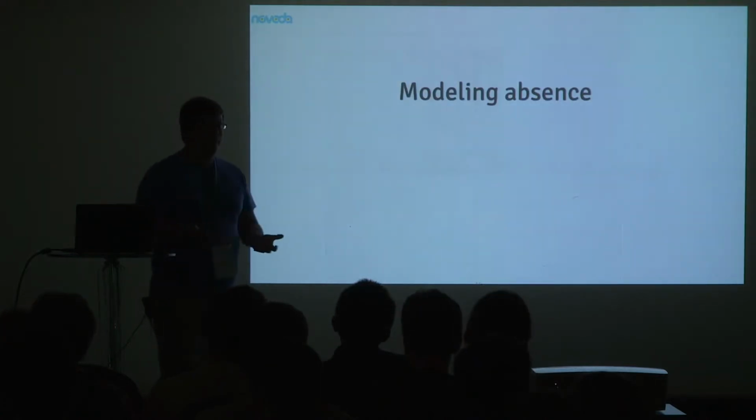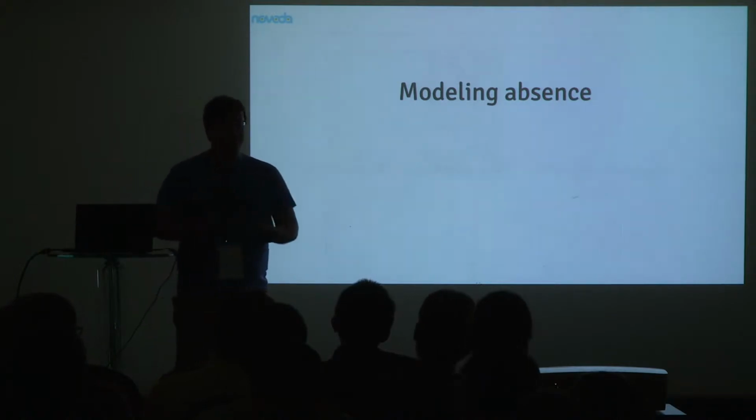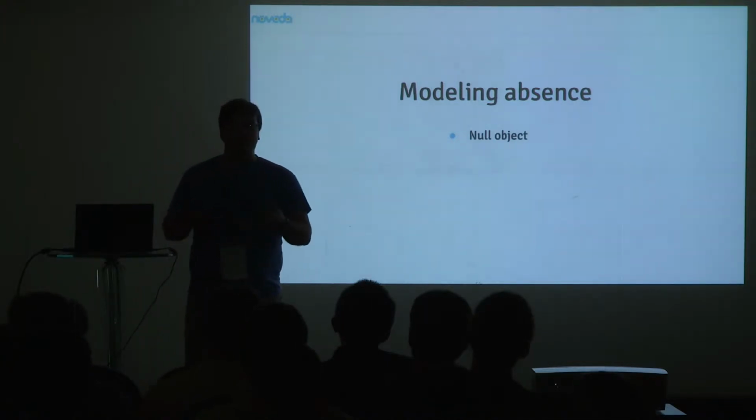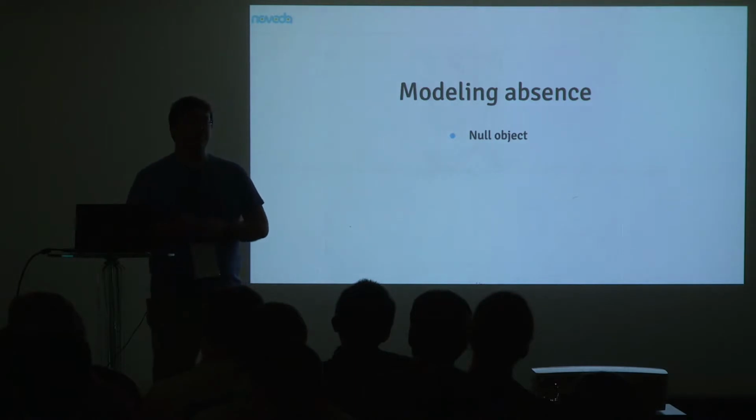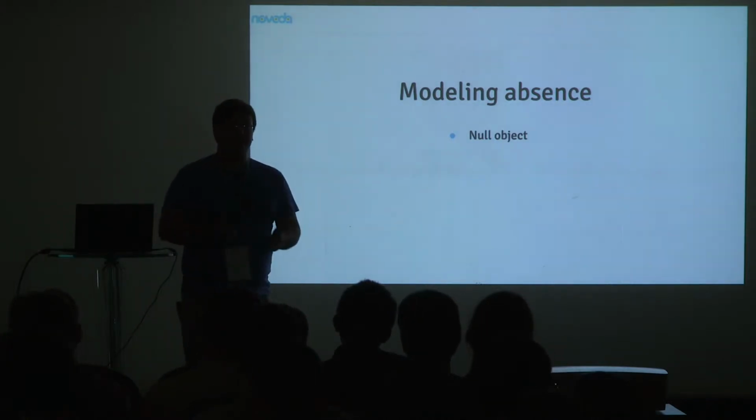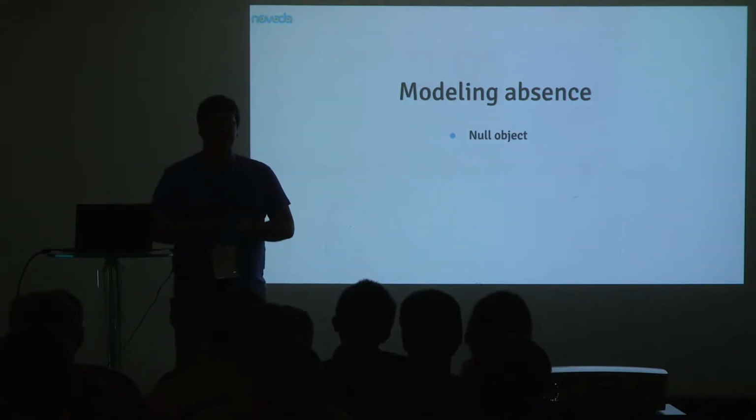So how can we model absence of data? What can we do to try and prevent the null pointer exception? We have several patterns. You might have heard of the null object pattern, which is replacing the absence of data by an actual object that can do things. But this is only really useful in some scenarios. It is only really useful if the rest of the code doesn't have to worry if this is a null object or not.